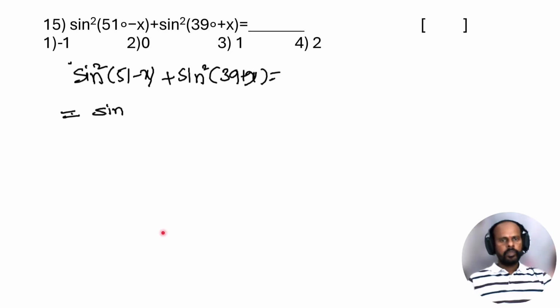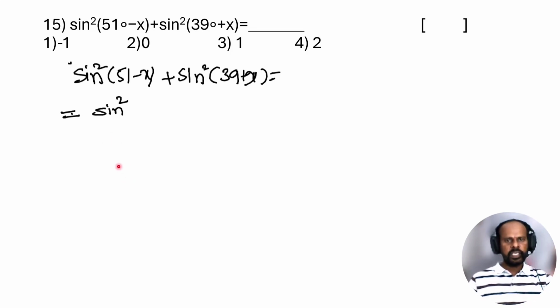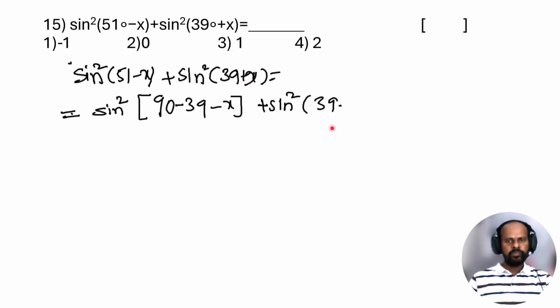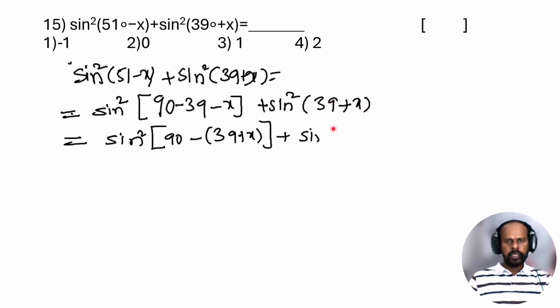So first one not changing anything, sine square. So 51 I am writing as 90 minus 39, 90 minus 39 and minus x as it is, and second term in the question given writing as it is. So here sine square, and in this 90 writing as it is. In these two terms taking minus common, so minus becomes plus, and this term I am writing as it is 39 plus x.